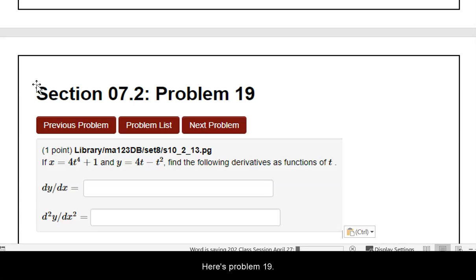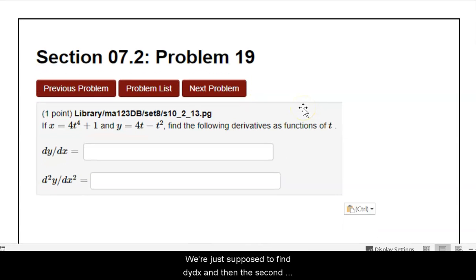Here's problem 19. We're just supposed to find dy dx and then the second derivative of y with respect to x. There's a formula for both of these, so let me see if I can write them down from memory.